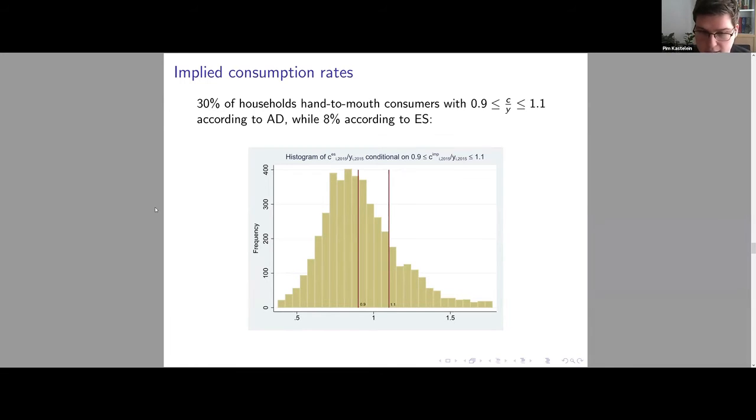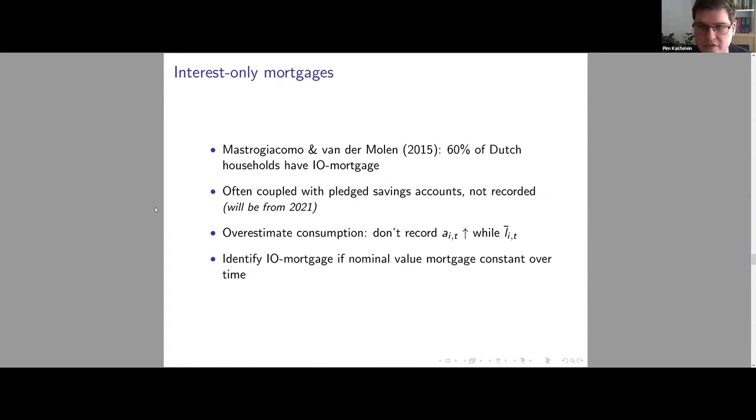So ideally, all the histogram would be in between these two red bars, but you see that the majority is way lower than that. So something in the expenditure survey implies that consumption is very low. Now, there have been some concerns that we don't really observe everything about interest-only mortgages. In the Netherlands, 60% of Dutch households have an interest-only mortgage that is often coupled with pledged savings accounts, and these are not recorded, or at least were not until literally last week.